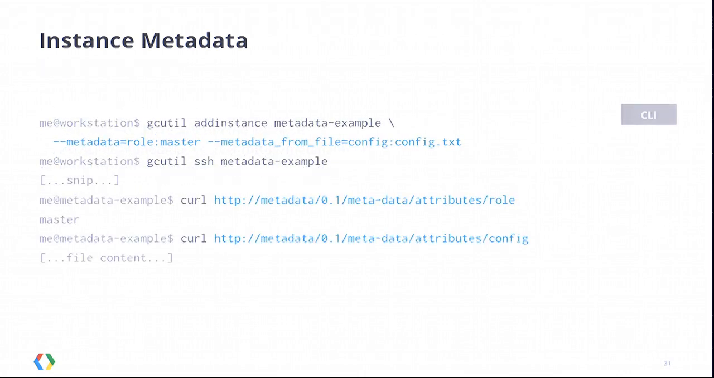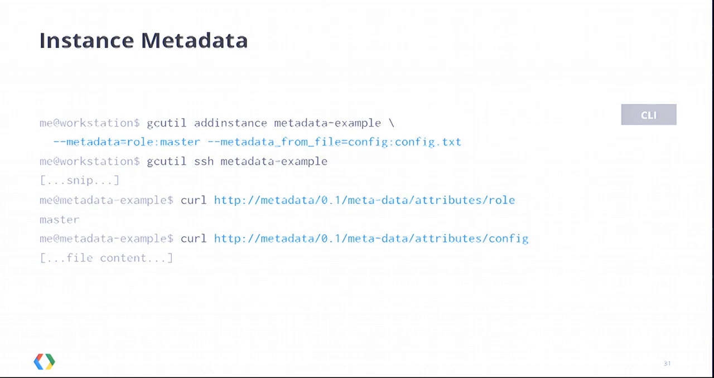Now, here again is a little bit of code to show how this works. So here we're launching an instance, and we're providing two metadata values. One of them is a simple key-value pair with some short strings called role and master. The other one has the key config, and the actual contents of that are in a text file called config.txt.